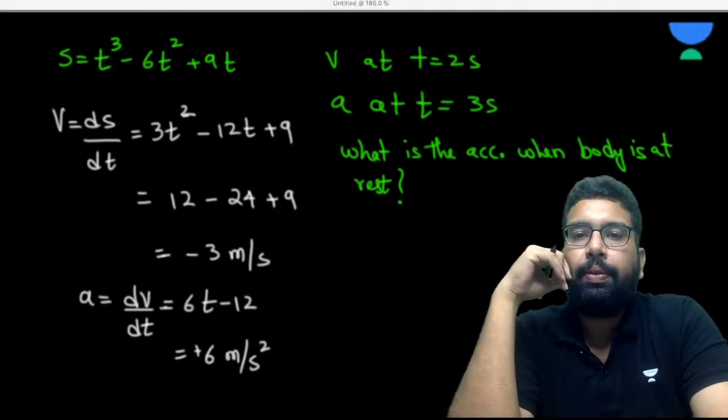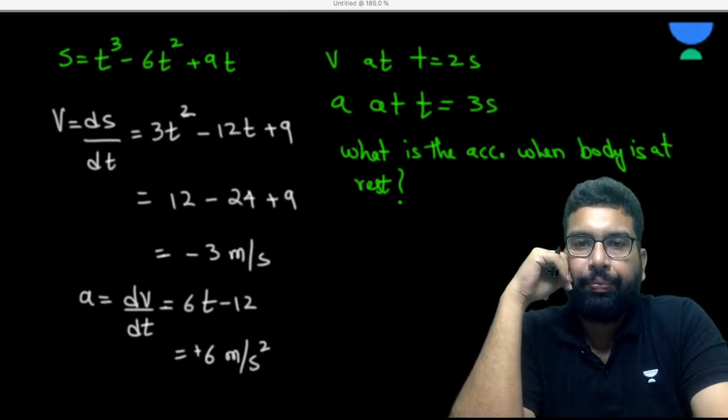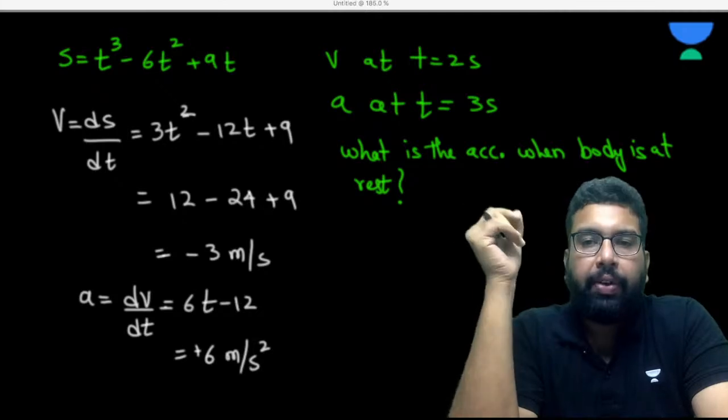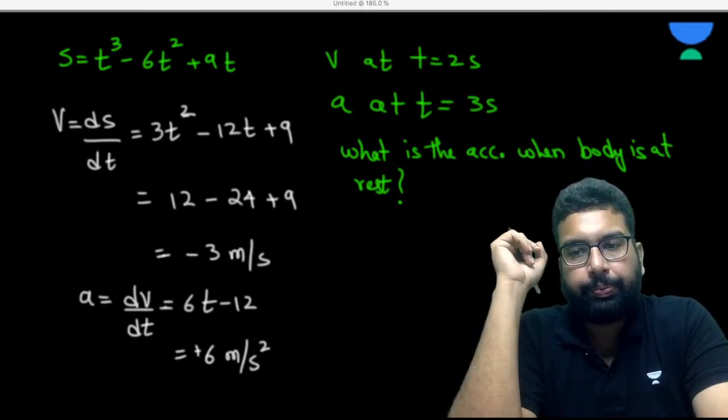Can you try it, please? What is the acceleration when the body is at rest? Rest means the velocity is zero.